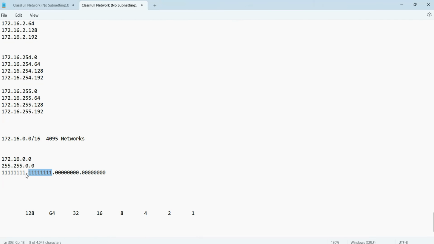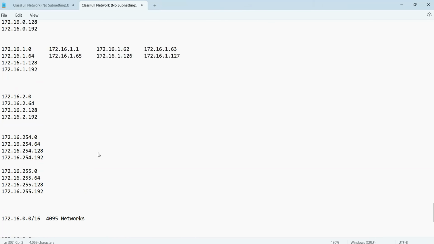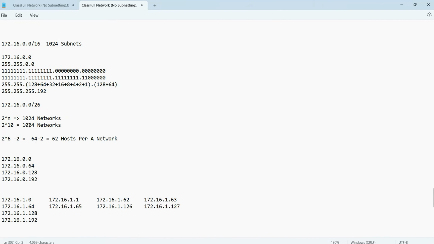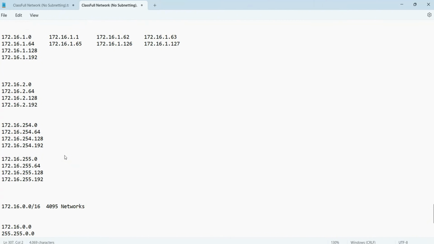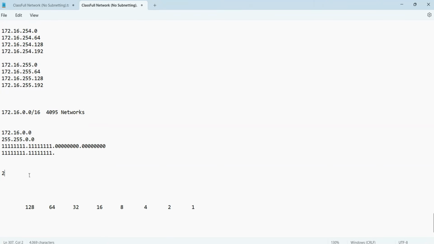All right. So let me copy these and put them right here on the bottom. And then, how many bits do I borrow? 2 to the power what? Let's see. My previous example, 2 to the n was 1,024. 2 to the 11 is 2,048. 2 to the 12 is 4,096. That's the closest number. So I need to borrow 12 bits. So 2 to the power 12 equals 4,096 networks. I'm looking for 4,095.